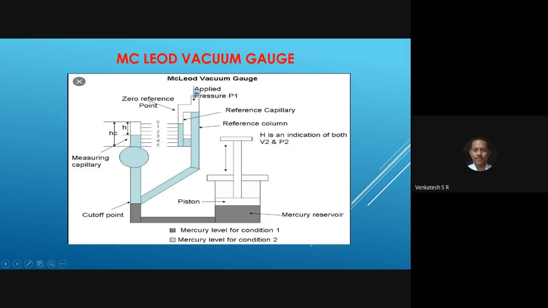When you connect this end to the source, the negative pressure acts on the mercury. The level of the mercury comes down; read the point where it stops. That is H. The complete volume, that is 0 to 5, is HC.